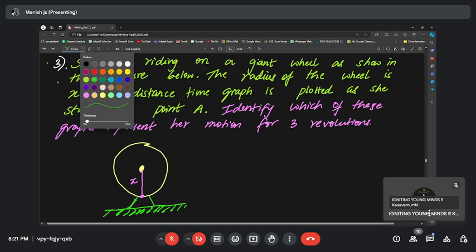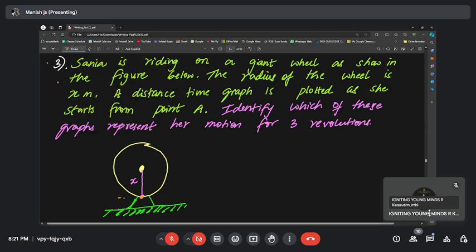So Sania is starting from point A. This is the reference point A, the bottommost point, and this is the highest point, point B. The giant wheel is going to rotate. It is rotating in a clockwise motion as shown in the figure. Is that clear? So she is riding a giant wheel.